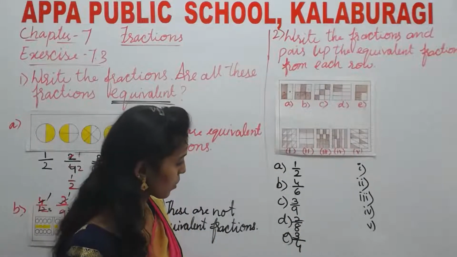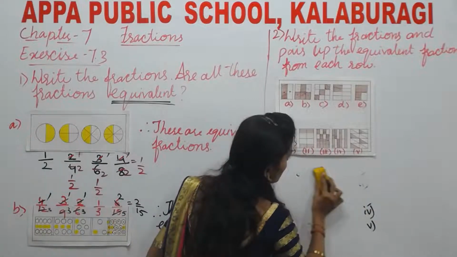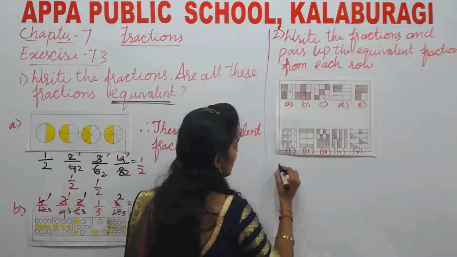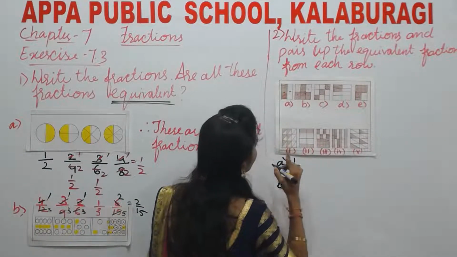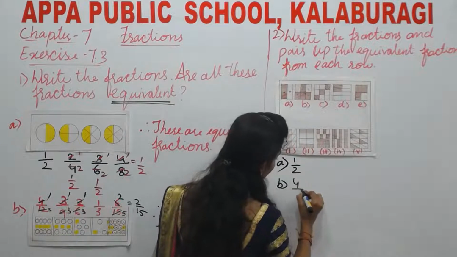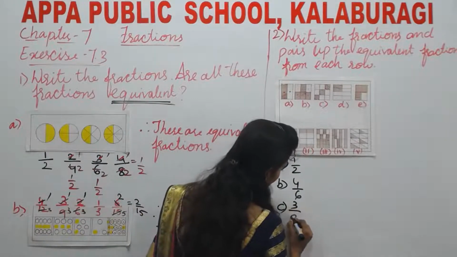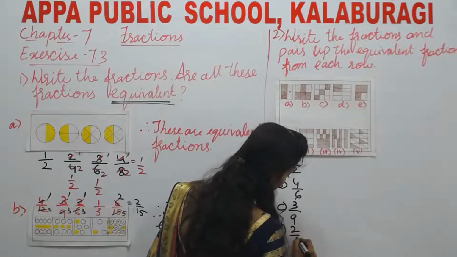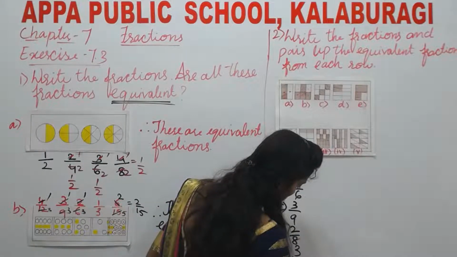I think they are very close, so I'll give some space between these. Okay, they are very close. You may get confused. 1 by 2, B1. 4 by 6, C1. 3 by 9, D1. 2 by 8, E1. 3 by 4.